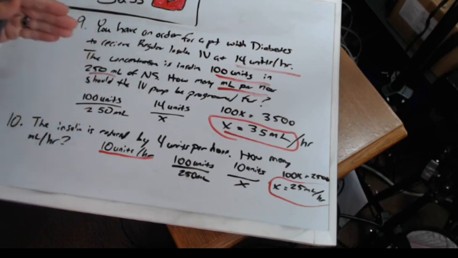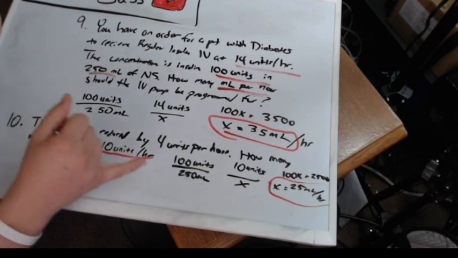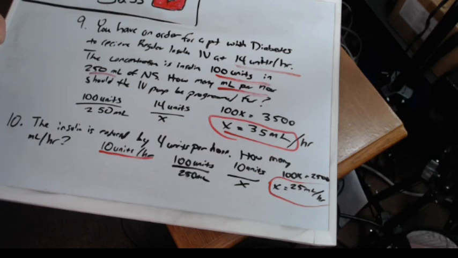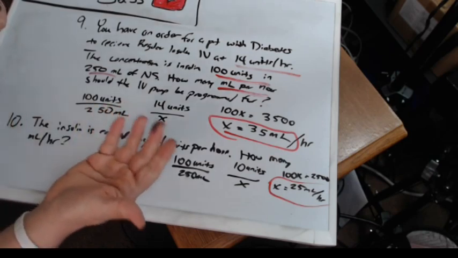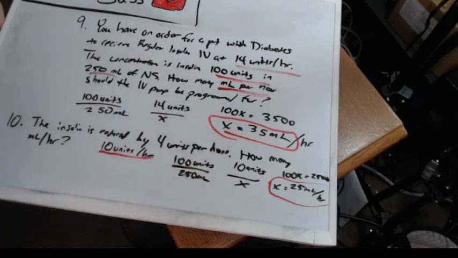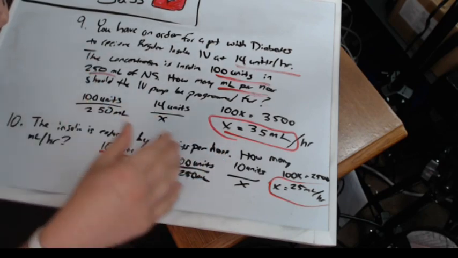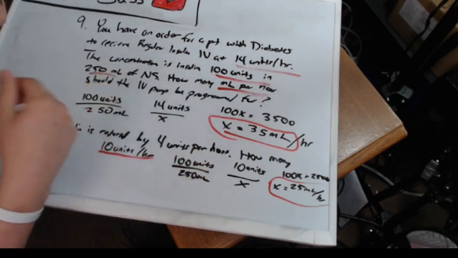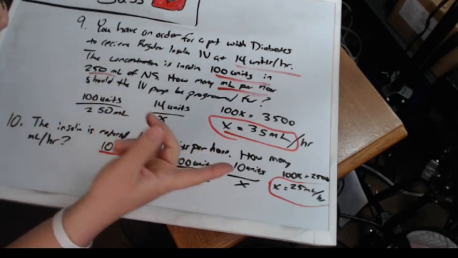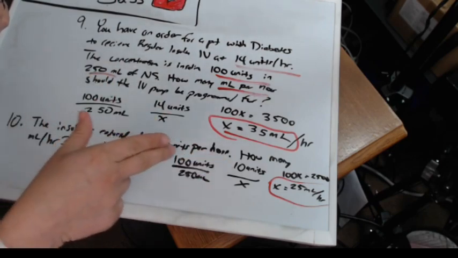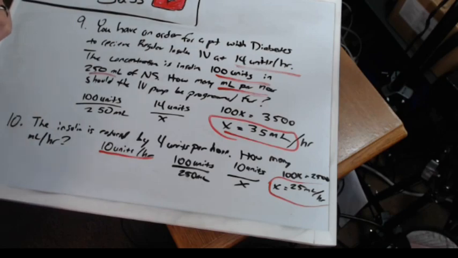And our supply stayed the same, and that can confuse some students. Our supply never changed. So we still have that same 100 units in 250 milliliters. Now all that's changed is how much the patient's getting. 10 units. And then you still do that same cross multiplication. 100 units times X is 100X. 250 times 10 is 2,500. Divide by 100 on both sides. You get 25 mils per hour.